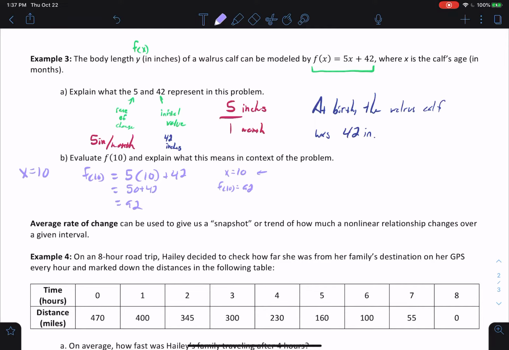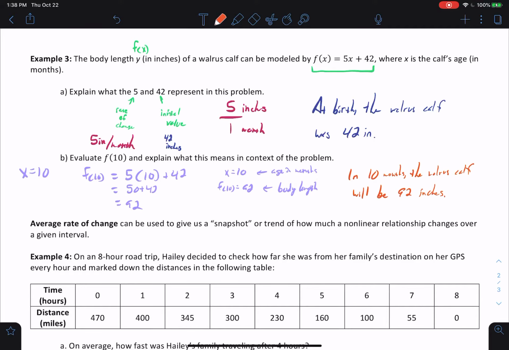X represents the age in months, and the output represents the body length. So what does this mean? It means in 10 months, the walrus calf will be 92 inches. Okay, the x represents the months, the output represents the body length. So you plug in 10 months, you're going to get out 92 inches.